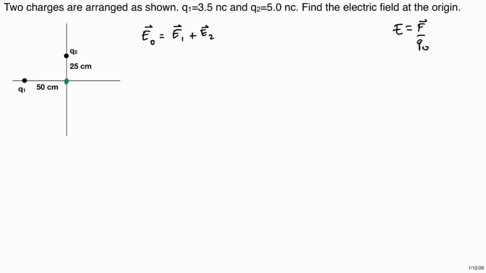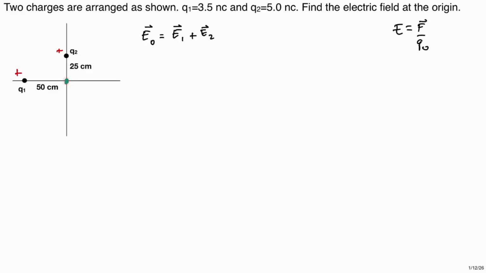Okay. Let's look at charge number 1. Charge number 1, positive or negative? That's a positive charge, right? Charge number 2, positive or negative? Positive also. Okay. So, what direction does the electric field from charge number 1 point if we're sitting at the origin?